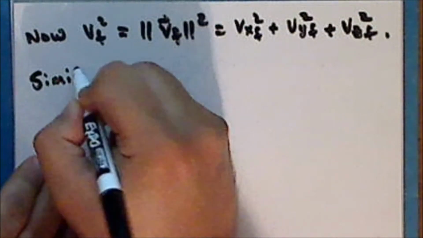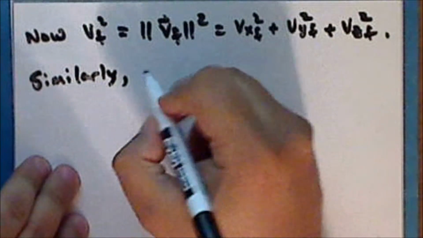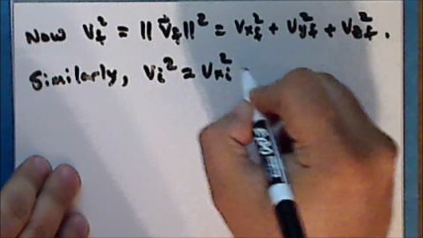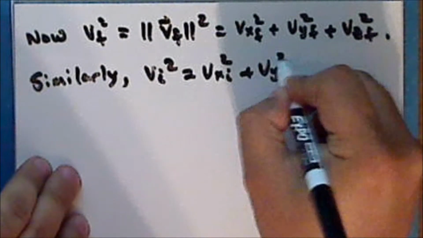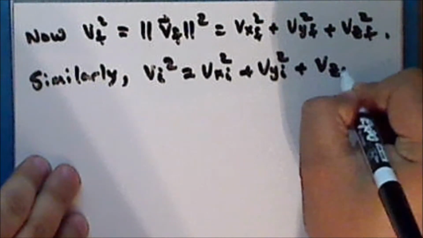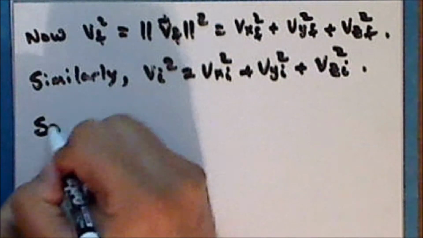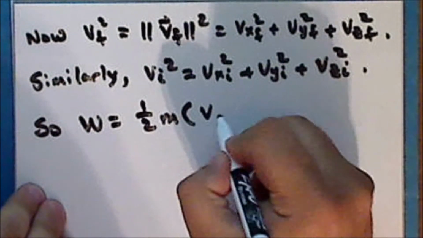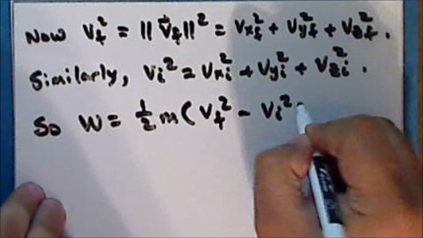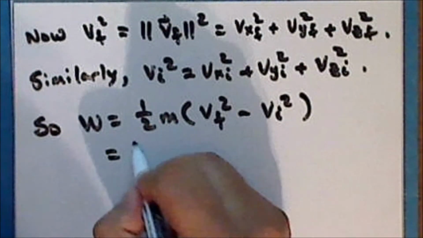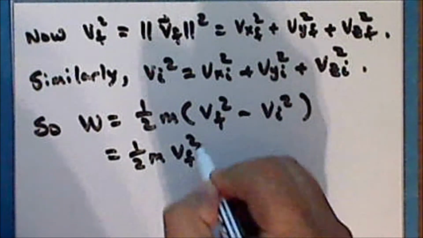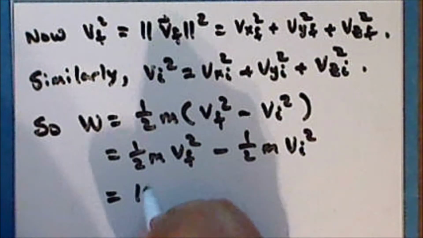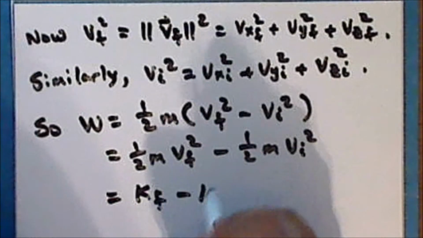And similarly, the square of the initial speed is v sub x initial squared plus v sub y initial squared plus v sub z initial squared. And so the work is equal to 1/2 the mass times the difference of squares of the final speed and the initial speed, which is 1/2 the mass times the final speed squared minus 1/2 the mass times the initial speed squared, which is the final kinetic energy minus the initial kinetic energy.